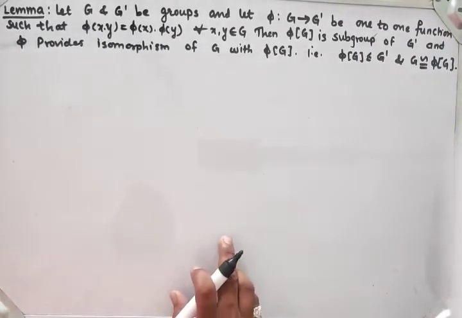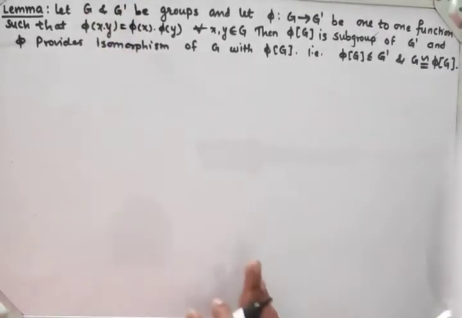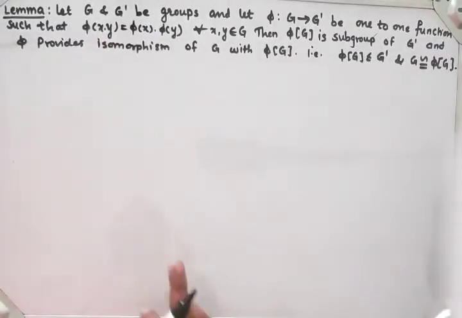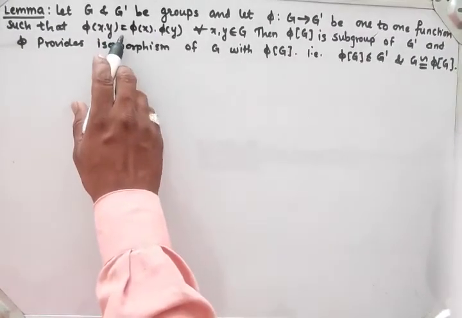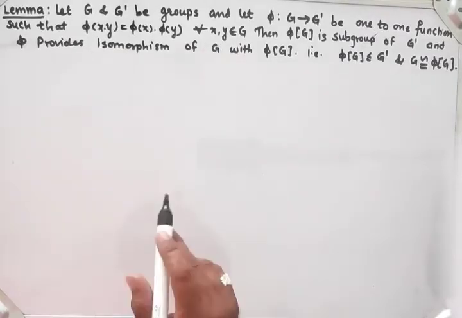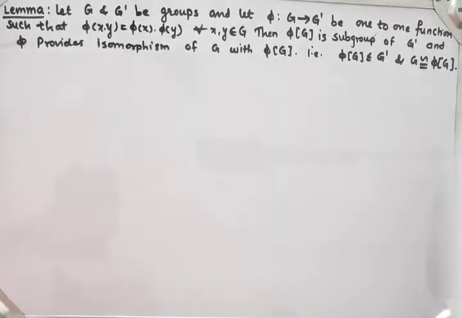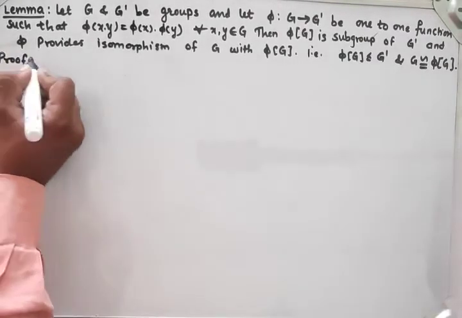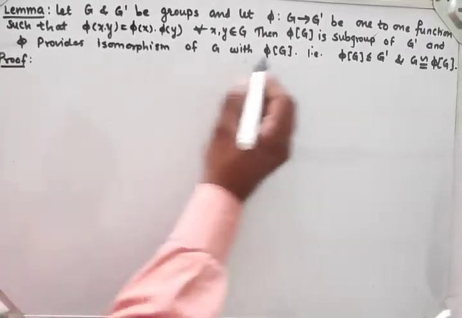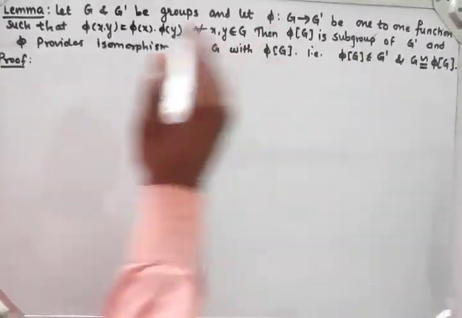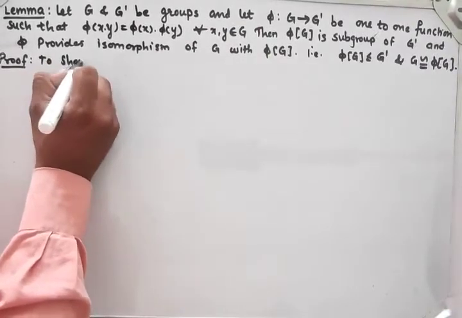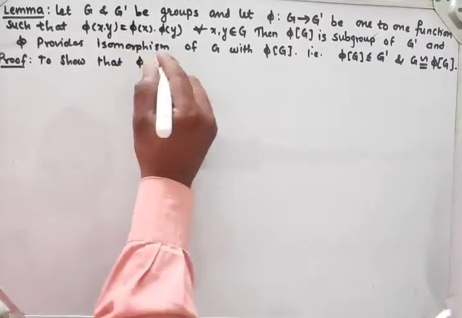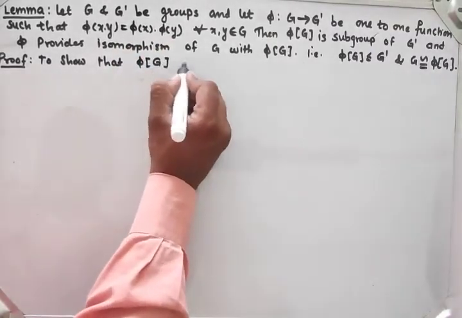So what we have given: G and G dash are two groups, and phi from G to G dash is a 1 to 1 function such that phi of xy is equal to phi of x into phi of y. This is the condition for homomorphism for all x, y belongs to G. Then to show phi of G is a subgroup of G dash. So proof of the lemma. To show that first phi of G is a subgroup of G dash.